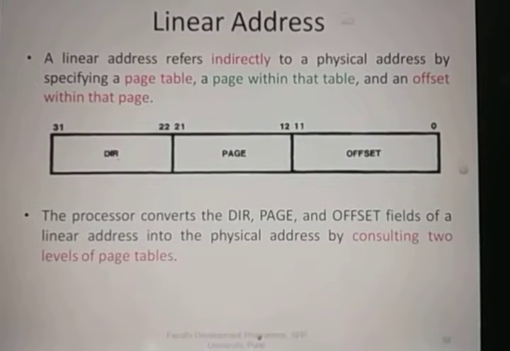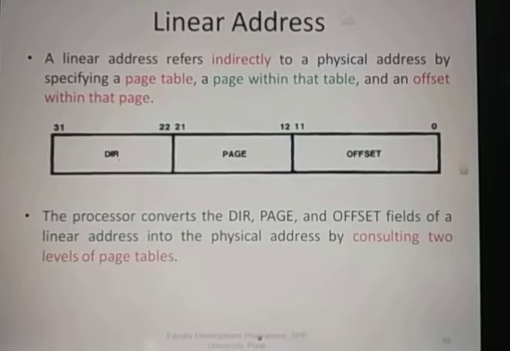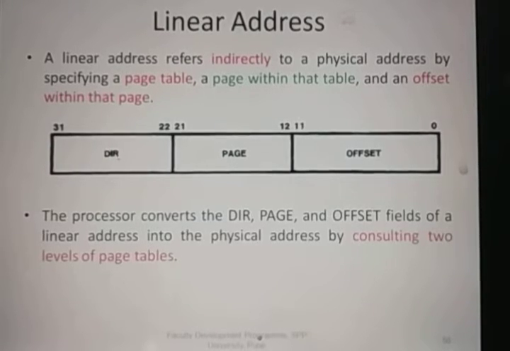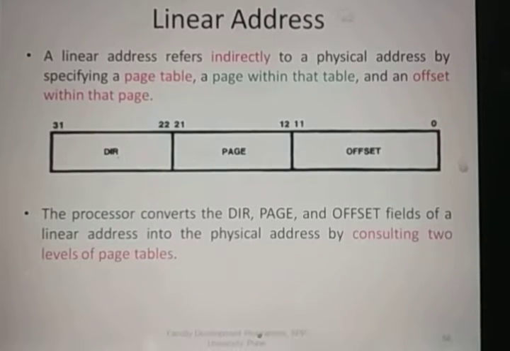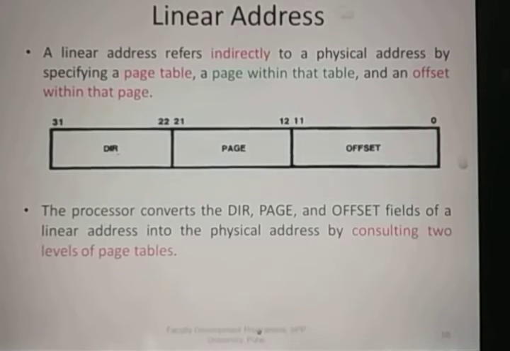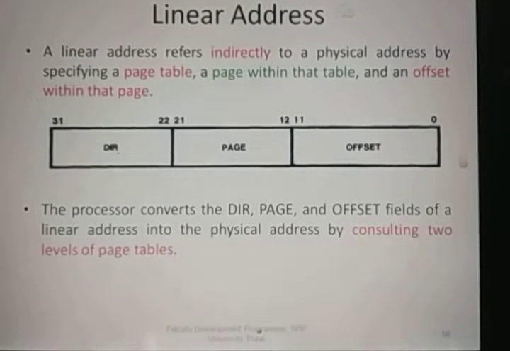Now in this slide you can see your linear address. A linear address refers indirectly to a physical address by specifying a page table, a page within that table and an offset within that page. It is a 32-bit address and you divide it into three parts: directory part, page part and offset part. The directory part is 10 bits, the page part is also 10 bits, and the offset part is 12 bits. You can see this in the diagram also.